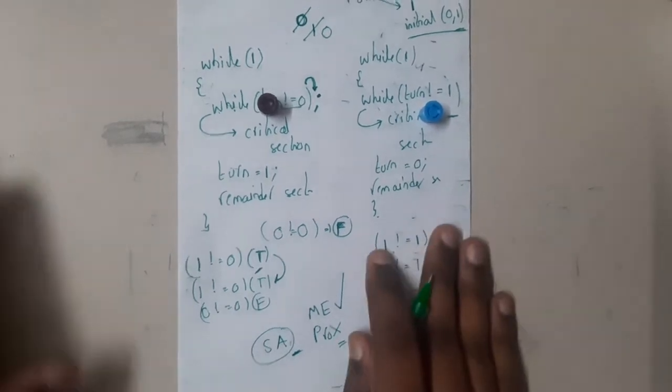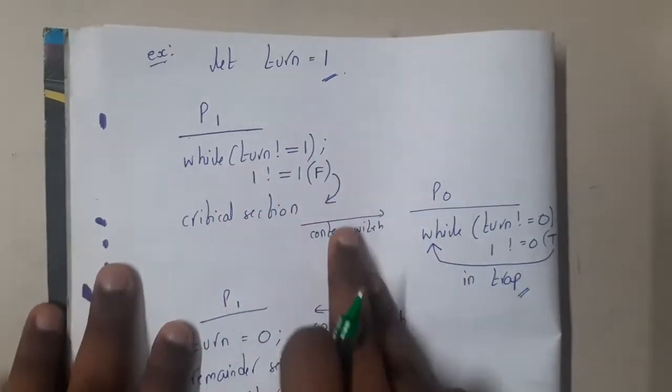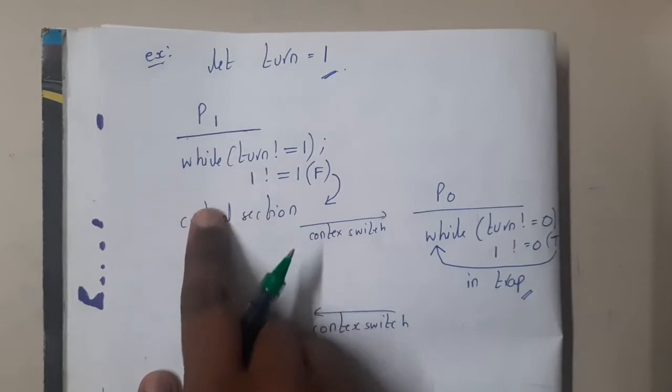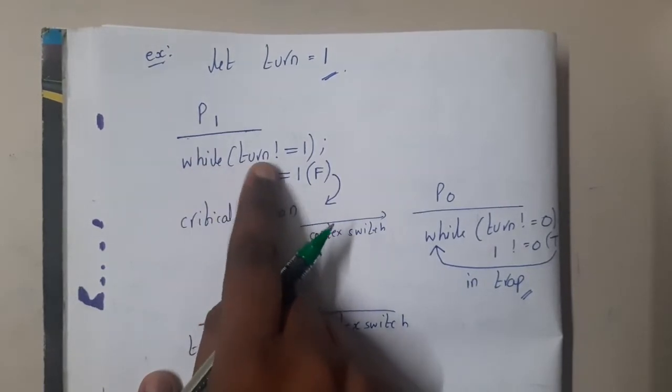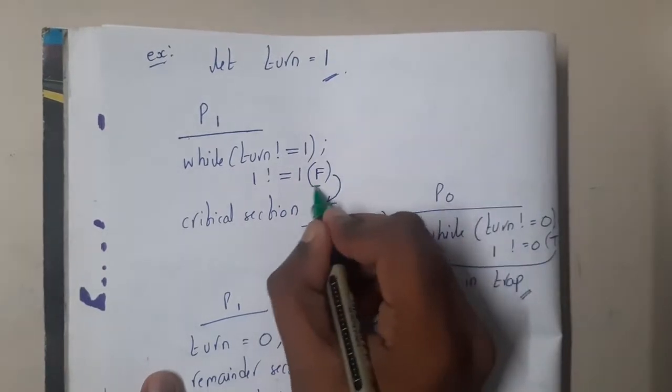Got it? Yes. So for easy understanding, in my book I have clearly written an example step by step, guys. So assume that the initial value of turn is 1. Okay, so then we are selecting process 1, and we came inside, turn 1 is not equal to 1. So 1 is not equal to 1, hence the result is false.